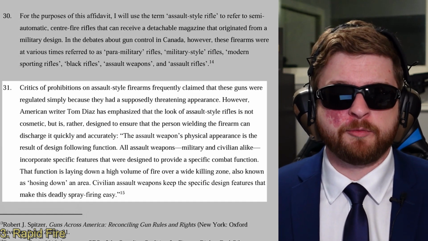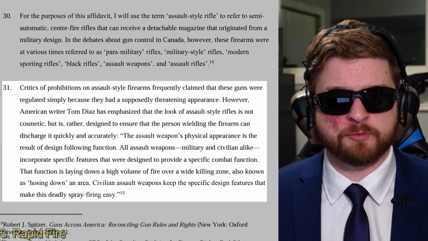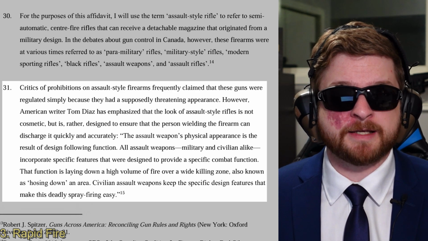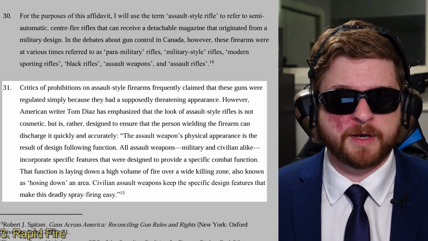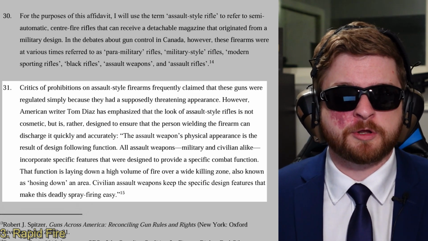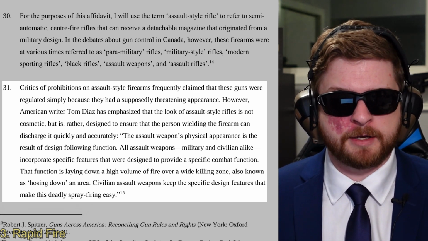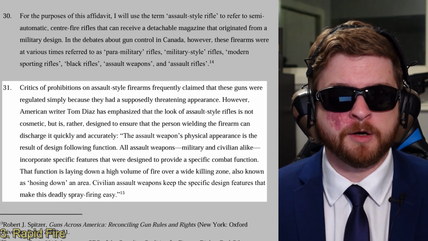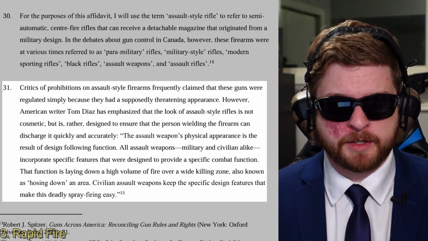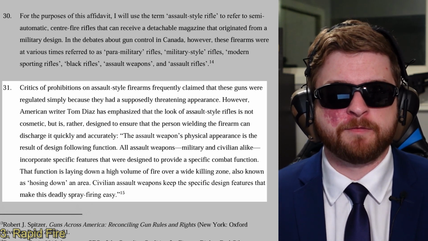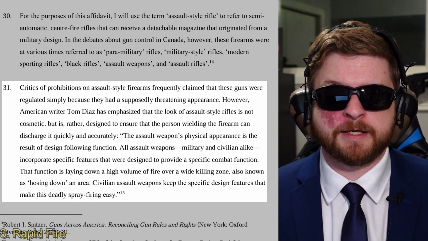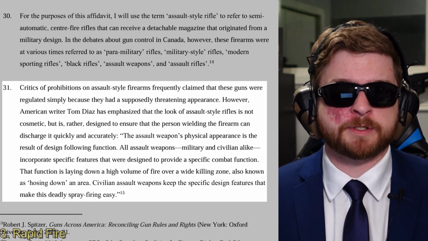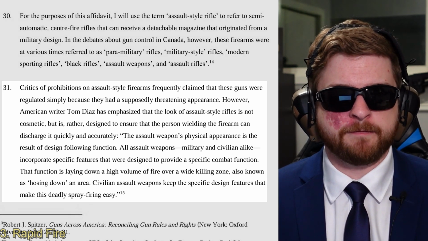So he goes on to say, critics of prohibitions on assault-style firearms frequently claim that these guns were regulated simply because they had a supposedly threatening appearance. However, American writer Tom Diaz has emphasized that the look of assault-style rifles is not cosmetic, but it is, rather, designed to ensure that the person wielding the firearm can discharge it quickly and accurately. Quote, the assault weapon's physical appearance is the result of design following function. All assault weapons, military and civilian alike, incorporate specific features which were designed to provide a specific combat function. That function is laying down a high volume of fire over a wide killing zone, also known as hosing down an area. Civilian assault weapons keep the specific design that makes this deadly spray firing easy.